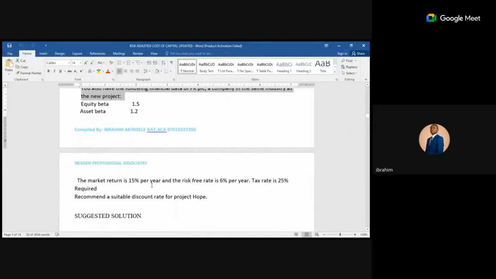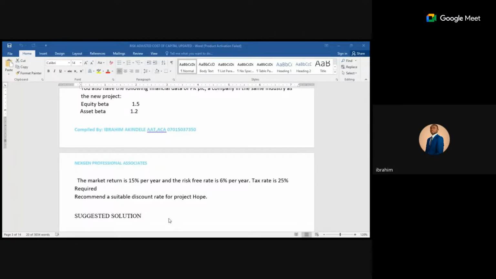Now, the market return is 15% per year, and the risk-free rate is 6% per year. The tax rate is 25% per year. Required. You already know that this is project-specific cost of capital, since you have a proxy company. However, you have to calm down and read the required, right? The requirement: recommend a suitable discount rate for Project Hope.